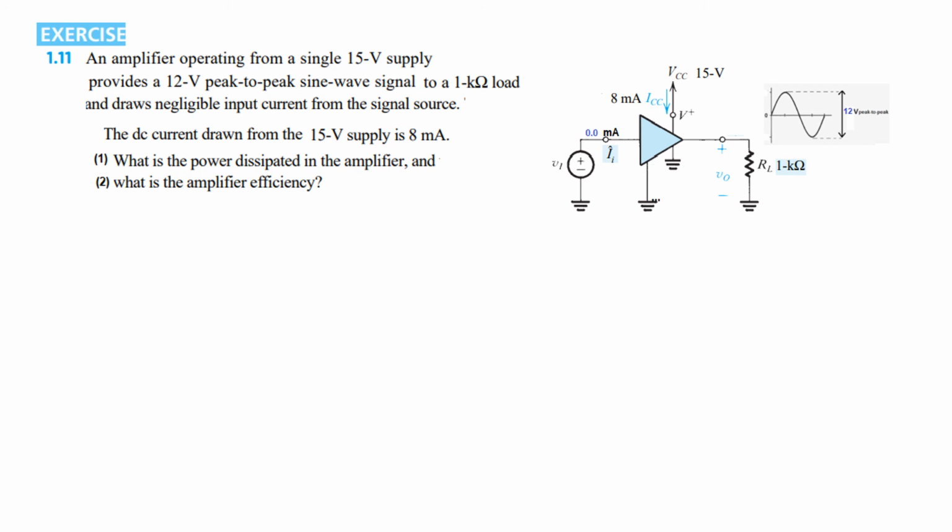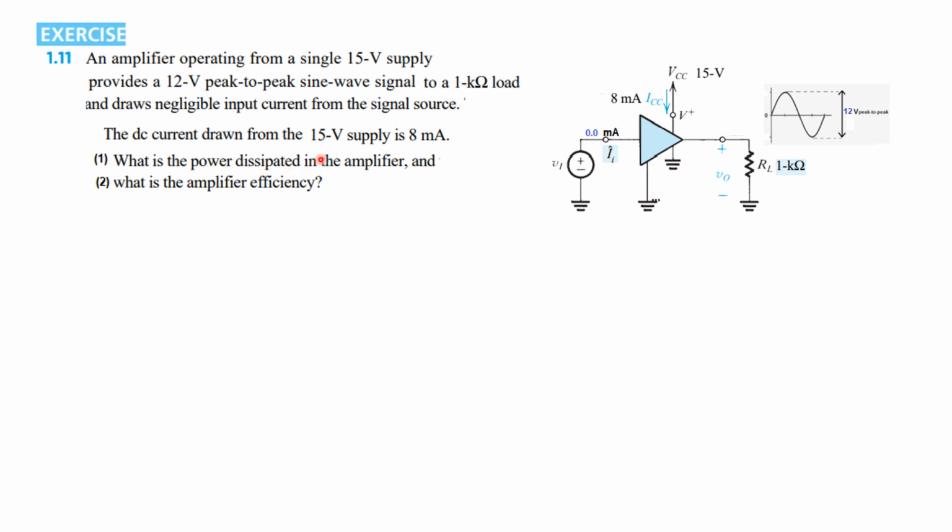Now let's do the last question in this video, that is exercise 1.11. The question says an amplifier operating from a single 15 volt supply. So this is one supply, 15 volt, the other is grounded. Provides a 12 volt peak to peak sine wave signal to a 1 kilo ohm load. So this is the load across this, the voltage output is like this, it is 12 volt peak to peak. So keep in mind it is peak to peak, not peak. Okay. And draws a negligible input current from the source. So from the source we are getting almost zero current.